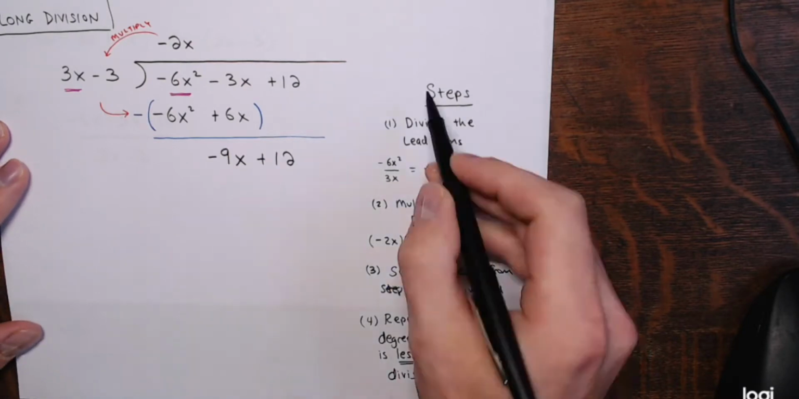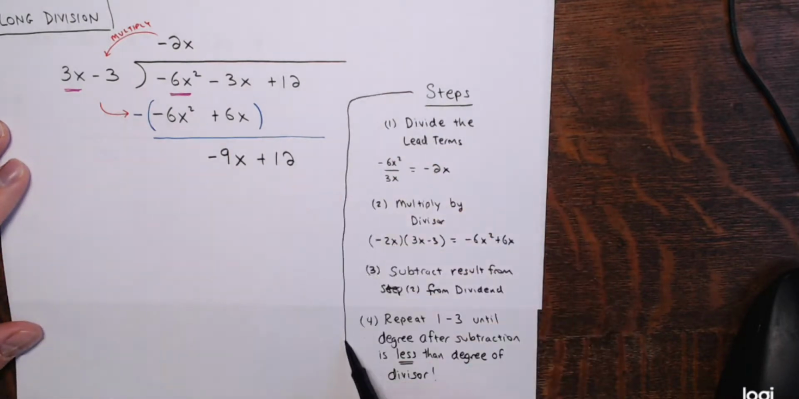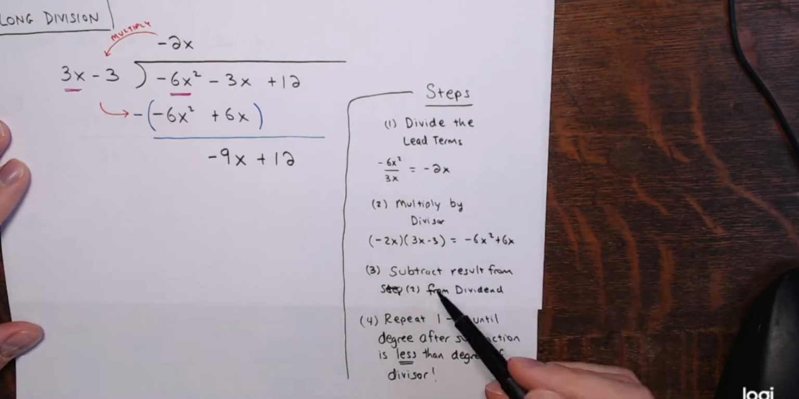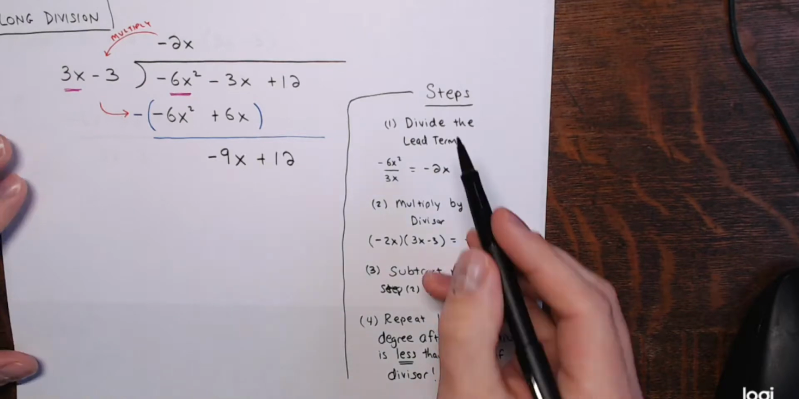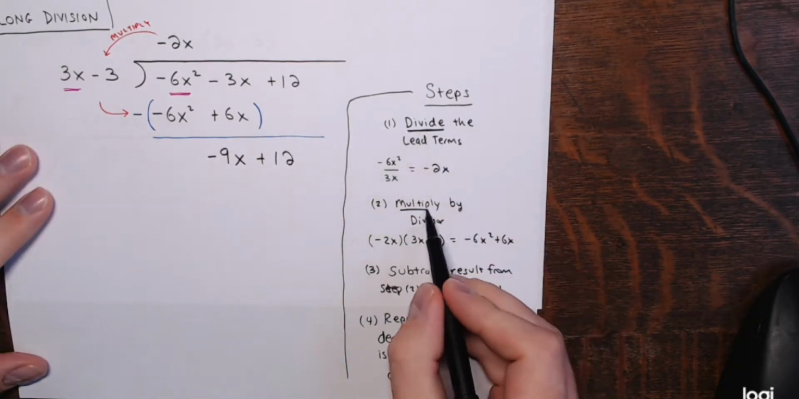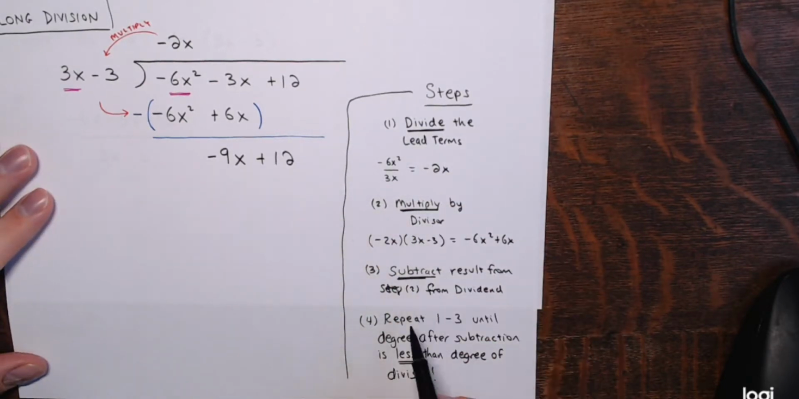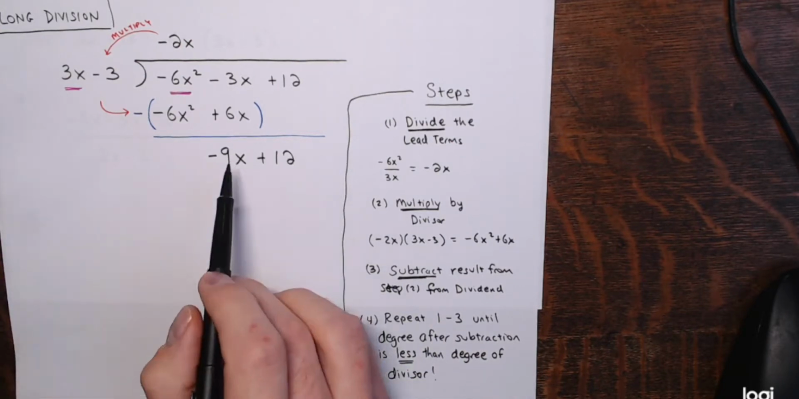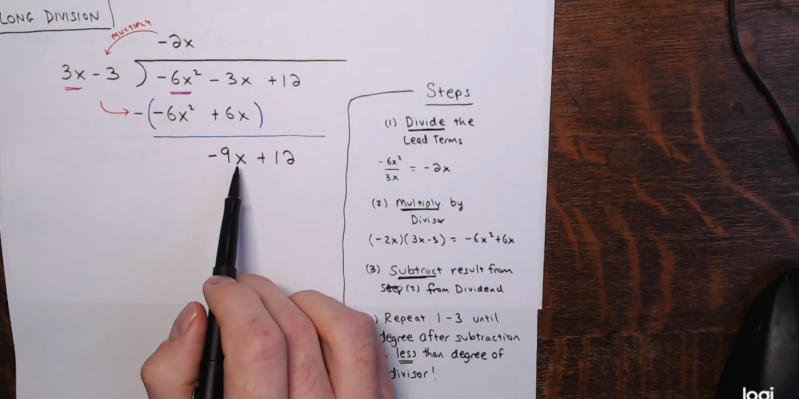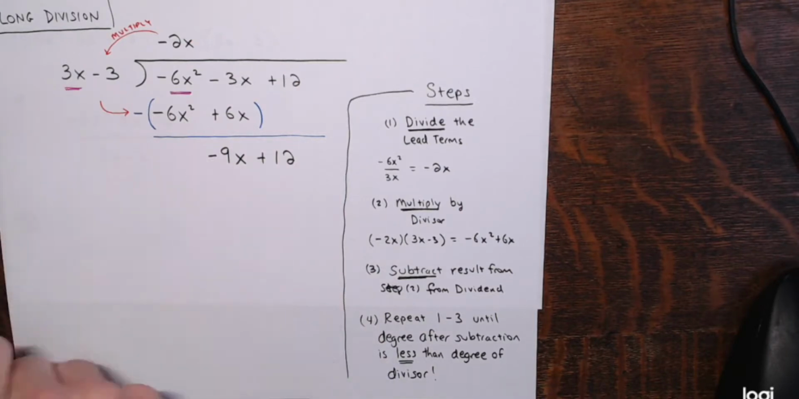All right, and that's a lot. I know, that's a lot. But divide, multiply, subtract. Divide, multiply, subtract. Those are the key words. And repeat, of course. So, again, since this degree is not less than the degree of the divisor, I do it again.